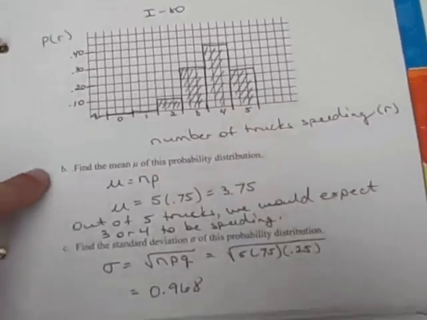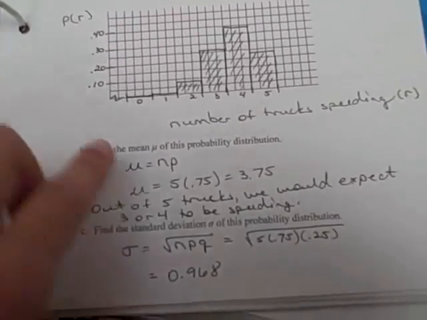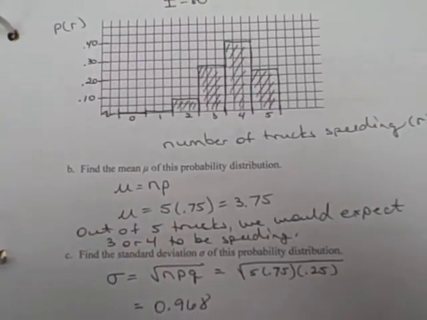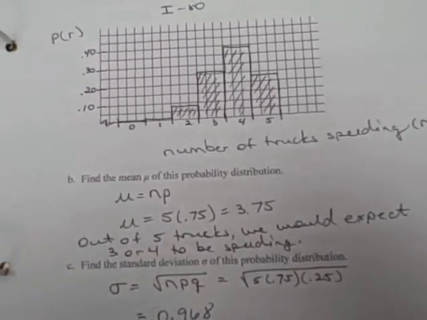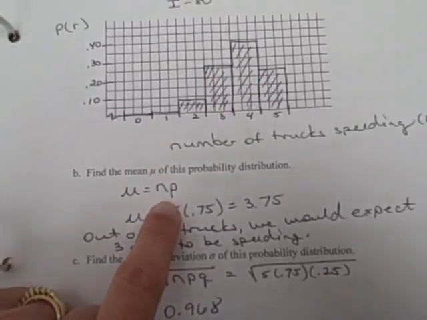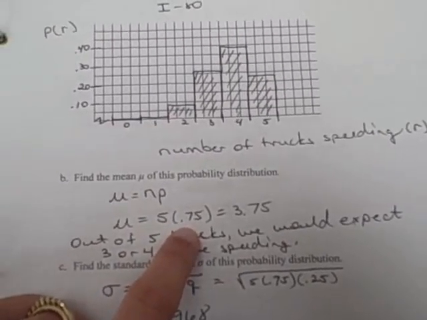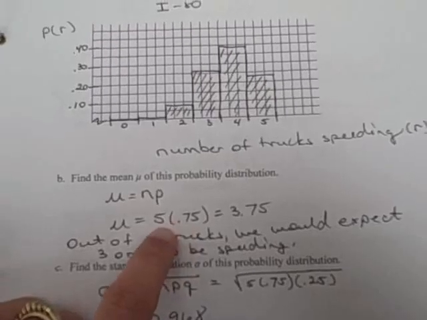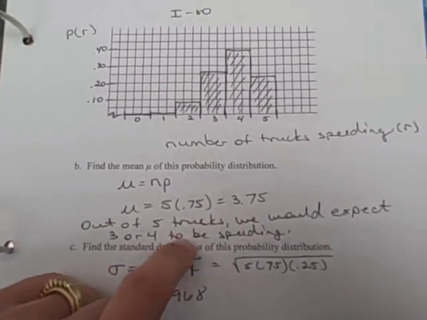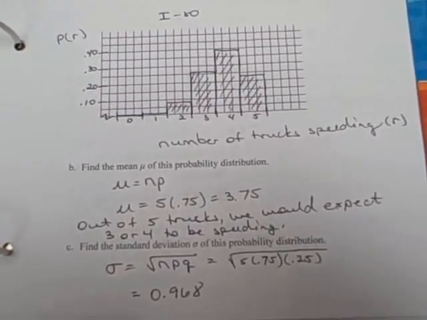All right, finding the mean mu of the probability distribution. Well, this is a binomial distribution, so we can use this easy formula, not the tough formula that we learned in 5.1 that works for any probability distribution. This is a binomial distribution. We can just take N times P. So we have 5 trucks, N is 5. The probability that it's speeding is 0.75. So 5 times 0.75 is 3.75. So out of 5 trucks, we would expect 3 or 4 of them to be speeding.